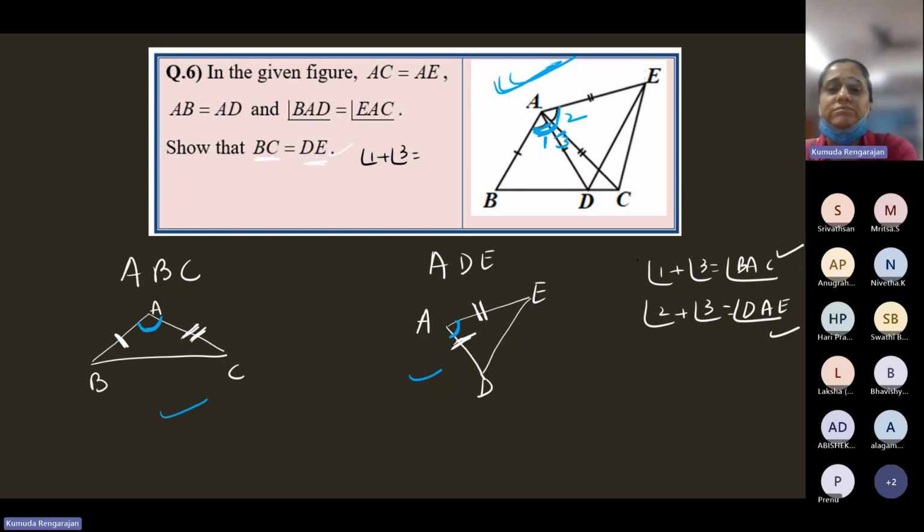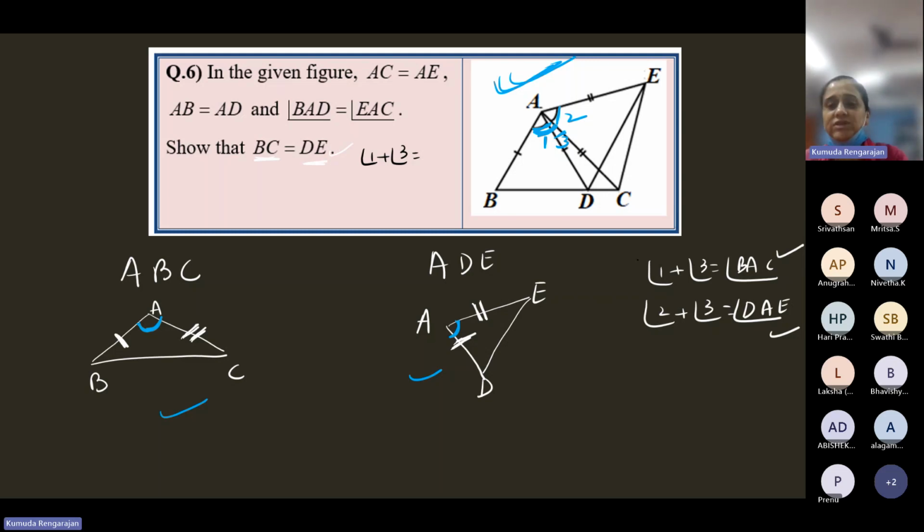So what's the rule, children? What is the rule? What's the congruence rule? Yes, correct. Two sides and the included angle. Two sides and the included angle.